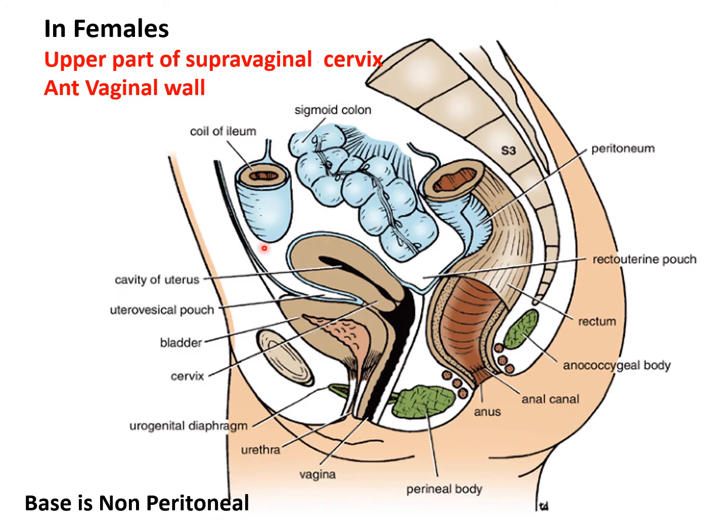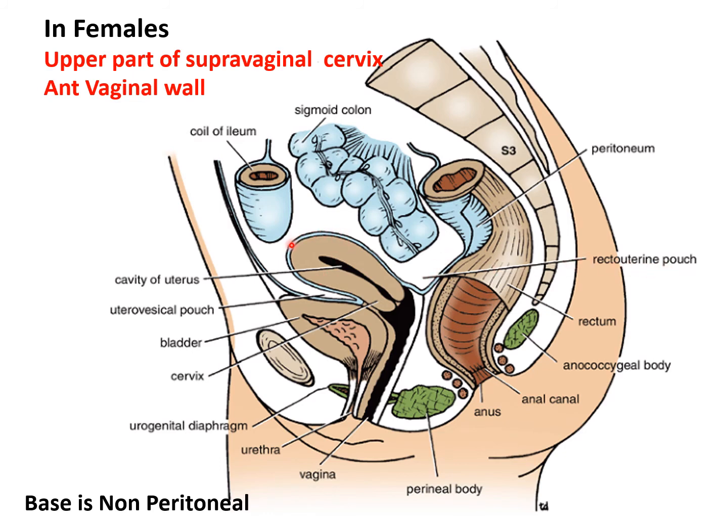What are the relations of the base of the urinary bladder in females? Again, let's start with the peritoneum. The peritoneum moves from the posterior abdominal wall onto the rectum. It covers the anterior and lateral surfaces in the upper 1/3 of the rectum, and in the middle 1/3 only the anterior surface. From here, it moves over the posterior surface of the vagina as well as the uterus. This results in the formation of the recto-uterine pouch.